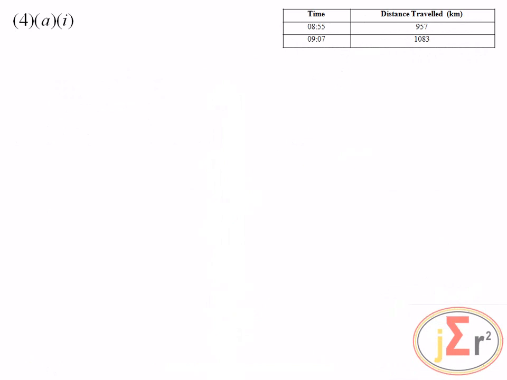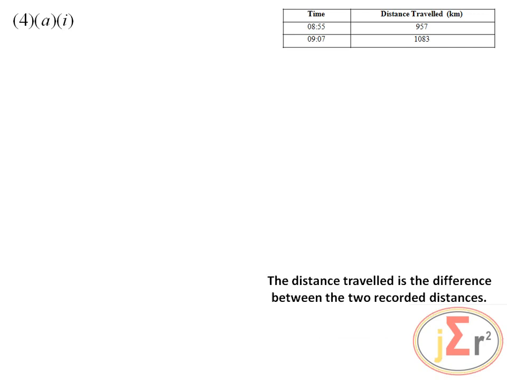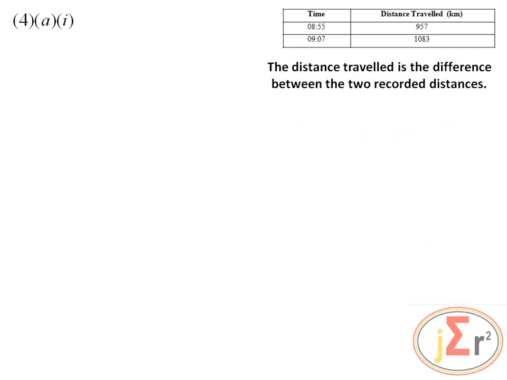The table shows two readings taken from an aircraft flight record. For the period of time between the two readings, calculate the distance traveled in kilometers. So we are going to find the distance traveled in kilometers. Of course, no problem. The distance traveled is the difference between the two recorded distances. So that is 126 kilometers.